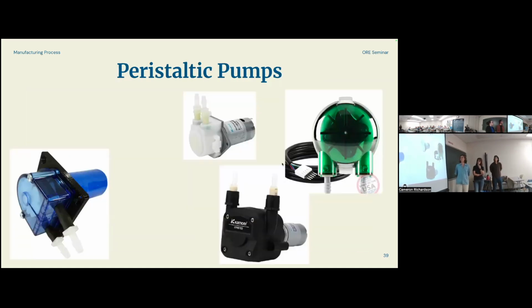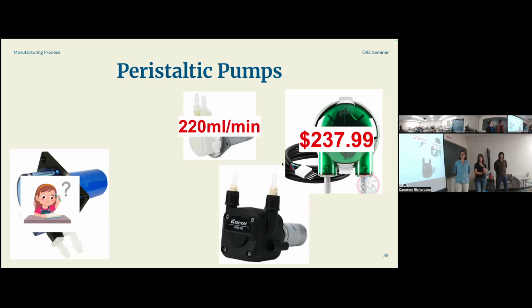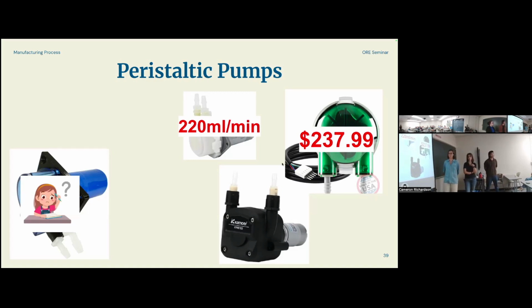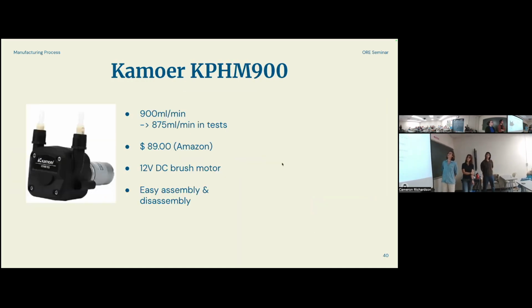And those were the 4 that we were left with, and well, with others, but these were the ones that we narrowed down. Some of them were too expensive for us, some of them were too low flow rate, and others were inaccessible or only available on very certain websites that are not accessible from every single country or for every single person. So we found the winner, and the winner was the Kamer KPHM 900.